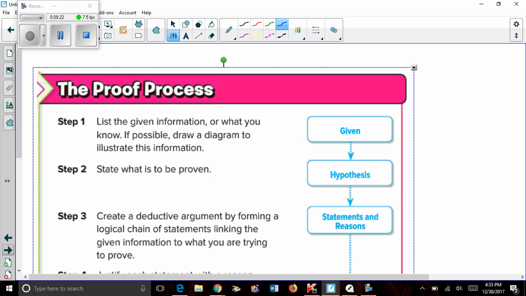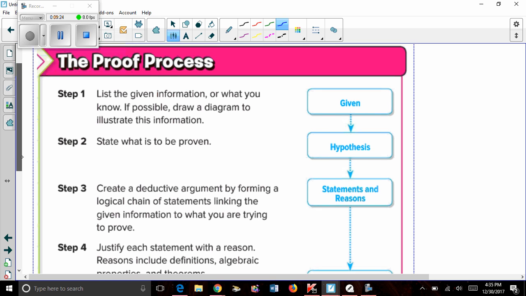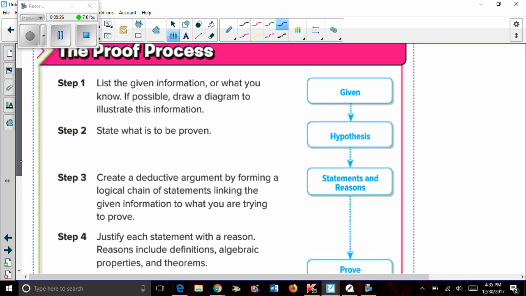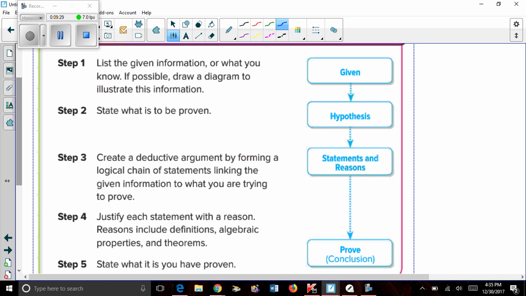So before we get started, your book lays out the proof process. It's always very important to have a process for putting together these proofs or putting together any argument. So let's see what we have. Step 1, list the given information or what you know. If possible, draw a diagram to illustrate this information. For our purposes, you're going to have the given information and a picture available. All you got to do is plug it in.